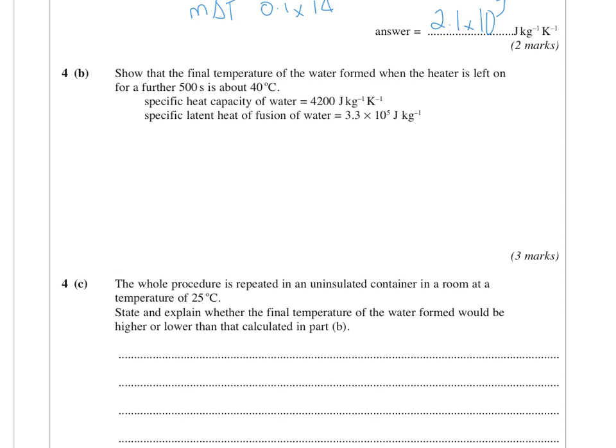So the final temperature of the water formed when the heat is left on for a further 500 seconds is about 40 degrees. So the total energy supplied is going to be 500 times 98, which is 49000 joules.